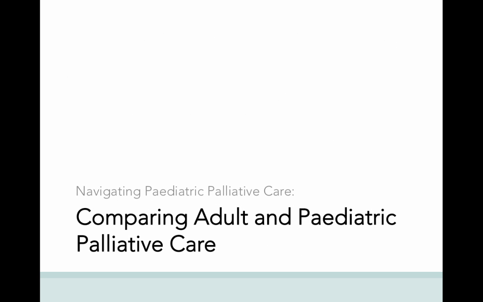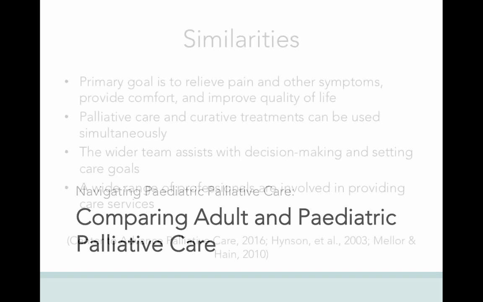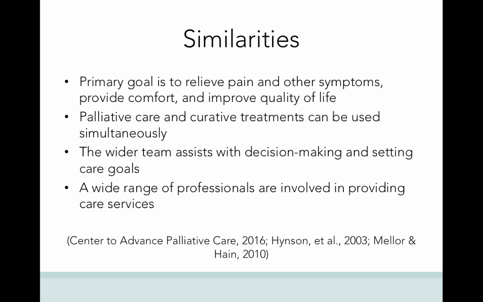So, how does end-of-life care differ when it comes to working with children and teenagers rather than adults, if at all? Well, as with adult populations, the primary goal of paediatric palliative care is to relieve pain and other symptoms, provide comfort, and improve quality of life. Also, palliative care can be provided along with curative treatment in both populations. This, though, is usually more common in paediatric populations because there is often greater uncertainty about the child's prognosis.